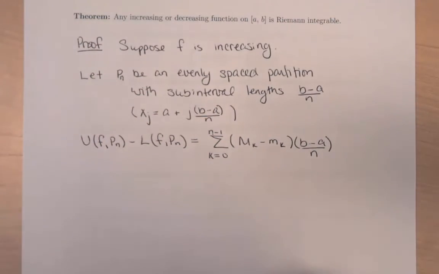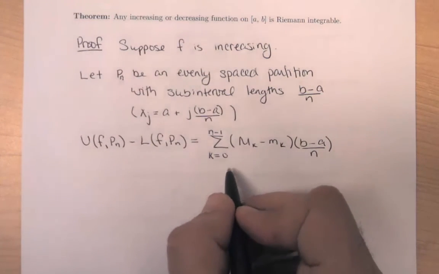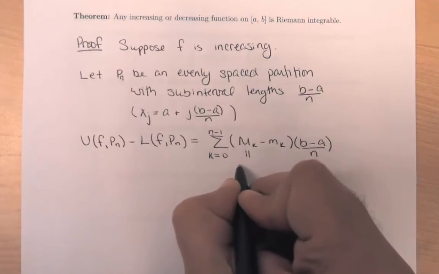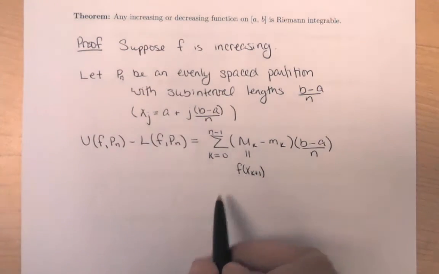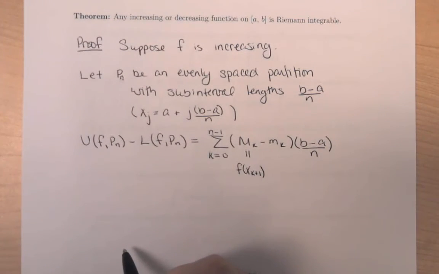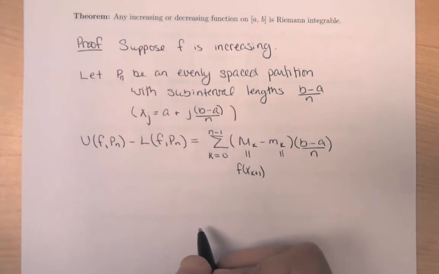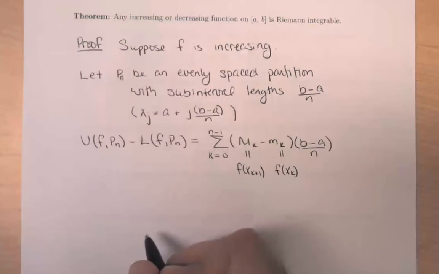Now remember that big M is the supremum of f over a subinterval. But since f is increasing, this is equal to f of xk plus 1. Right? It's equal to f at the right side of the subinterval. And this is the infimum. But again, since f is increasing, this is f evaluated at the left side. We know that f of xk is less than or equal to every value of f on that subinterval. And since it's a member of the set, it's the infimum.